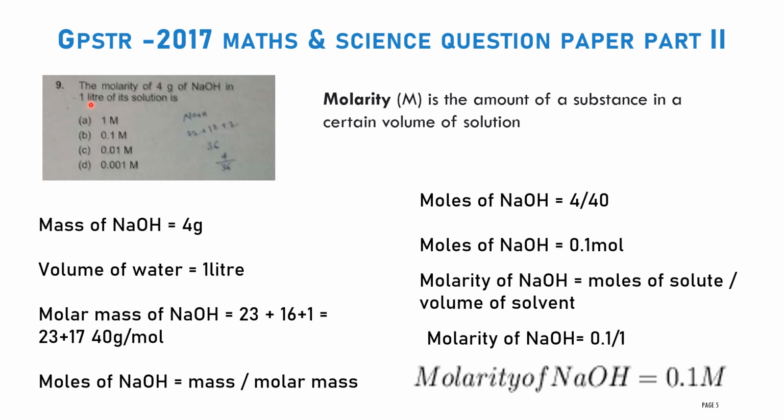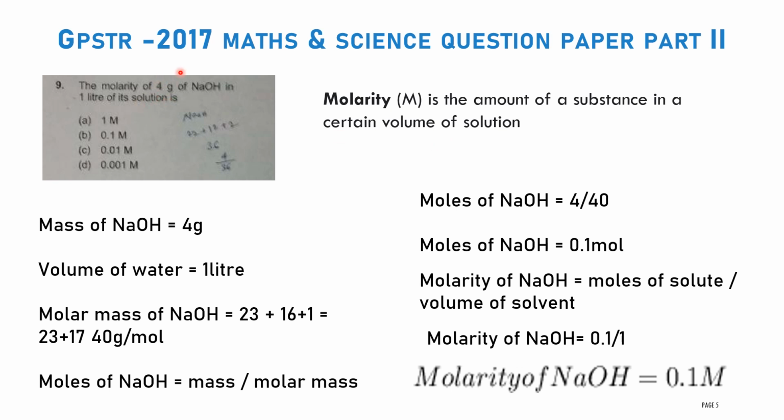Then the next question: the molarity of 4 gram of sodium hydroxide in 1 liter of its solution. Here you have to calculate the molarity of 4 gram of sodium hydroxide. First we will know what is meant by molarity. Molarity is the amount of a substance in a certain volume of a solution. Amount is nothing but how much quantity of a particular substance is present in a given volume of a solution.